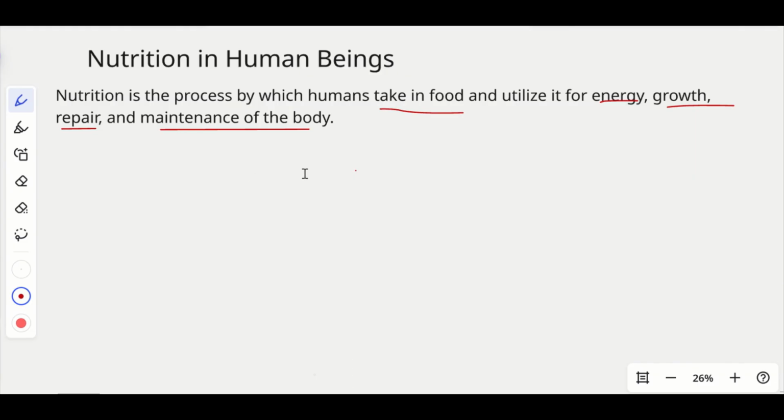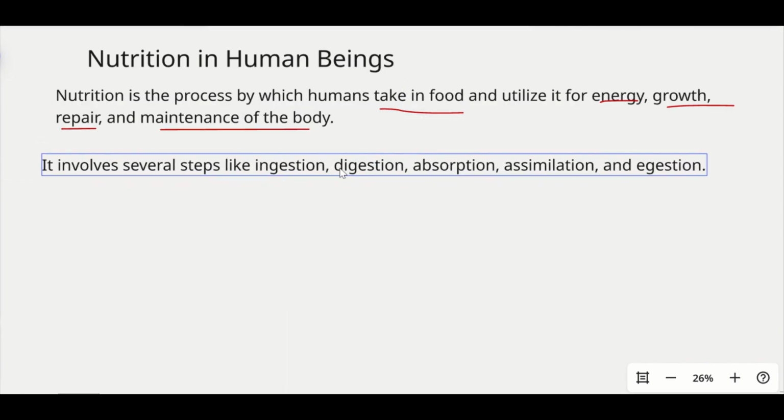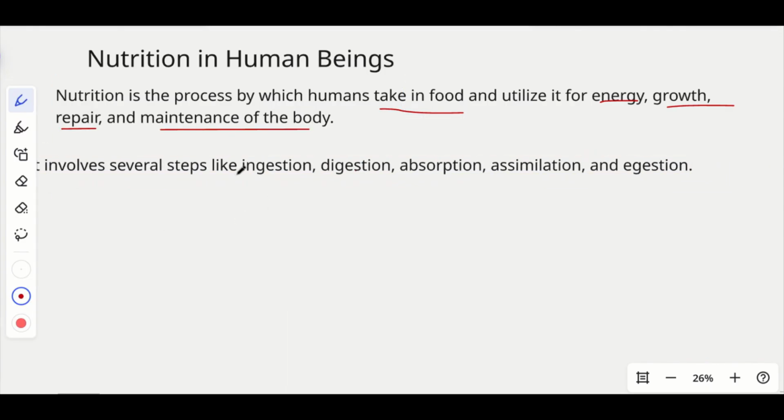Now, it has some steps, right? What are the steps? It involves several steps like ingestion, digestion, absorption, assimilation, and egestion. The steps are called ingestion, digestion, absorption, assimilation, and egestion. Now we have to learn each and every step in detail.